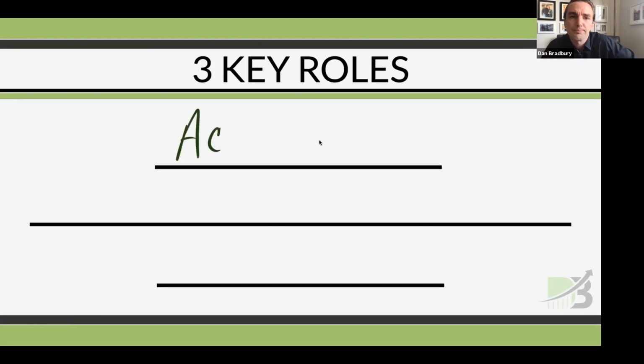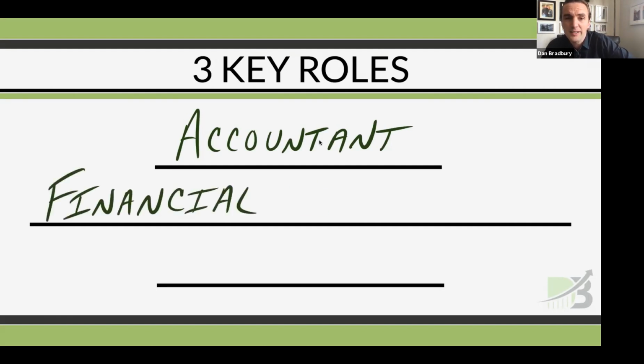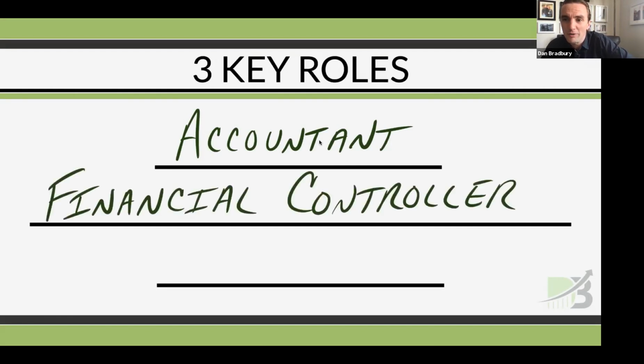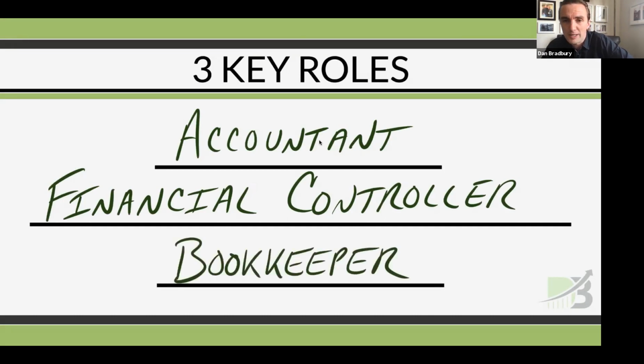So here's role number 1. An accountant. You're going to need an accountant for certain specifics that we're going to go into on the next slide. Secondly, you're going to need a financial controller, but perhaps not for the reason that you think. And third, you're going to need a bookkeeper. So you need an accountant, a financial controller, and a bookkeeper. 3 different roles, but what do they mean?